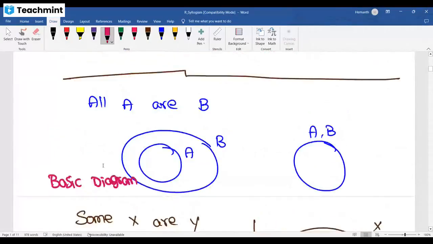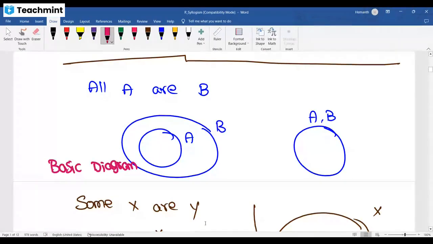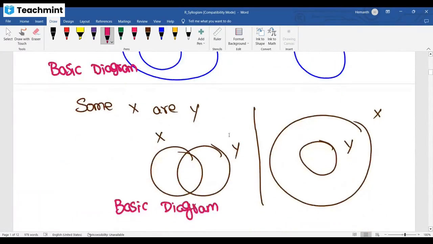I'll just give time, note down these points. If not yet done, I'll just scroll. Okay, note down these points. These diagrams play a role. Note down the diagrams. All A are B means these two should come into your mind. Some X are Y means both. Second one also you need to understand.